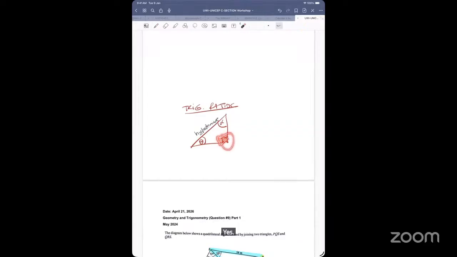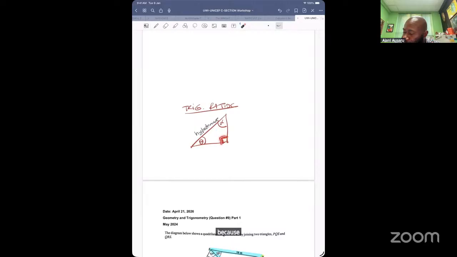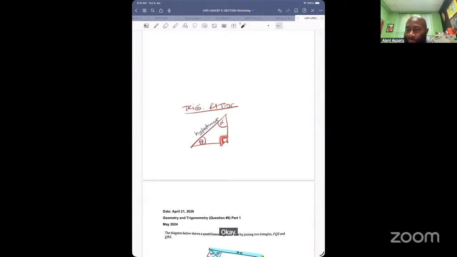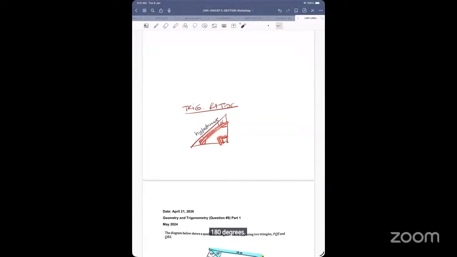Why do they have to be acute? Because this is already 90 degrees. So what is left over between these two? What's the sum of the angles of a triangle? 180 degrees. If this is 180 already, and this is already 90, what is left between these two? 90 degrees. These two have to share the 90, correct?